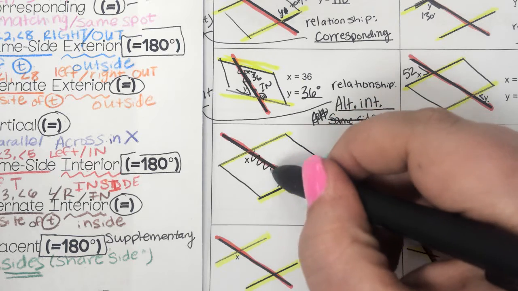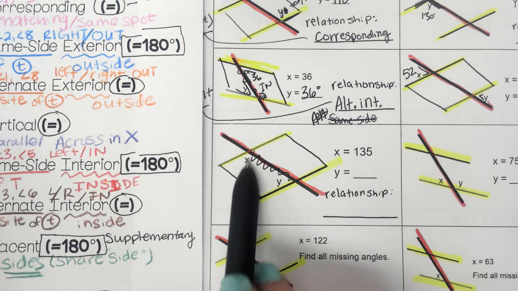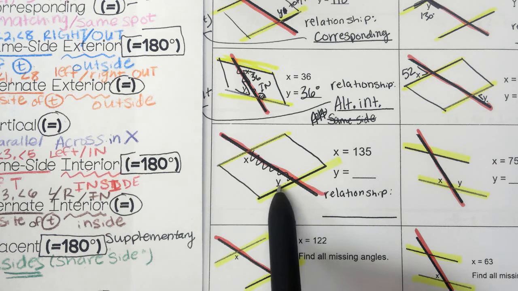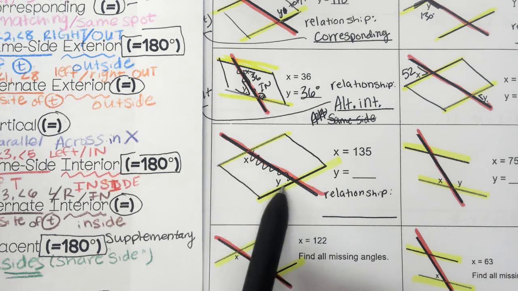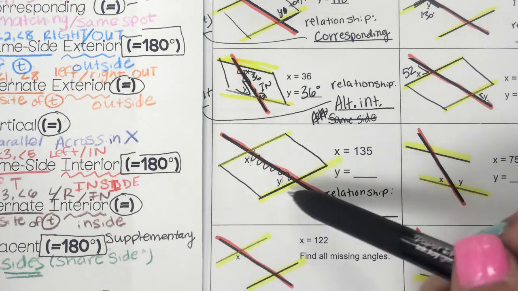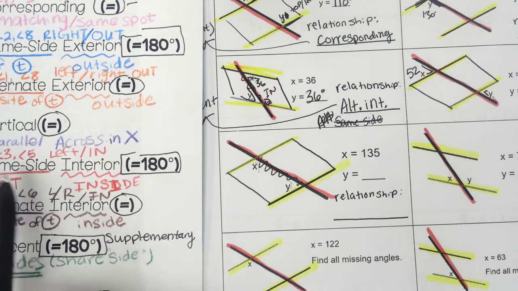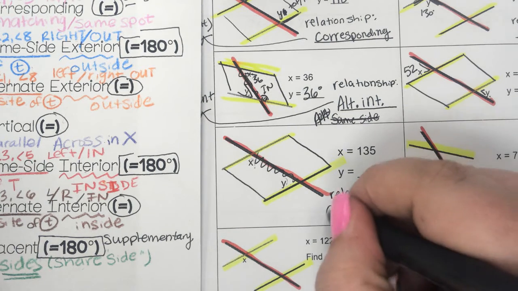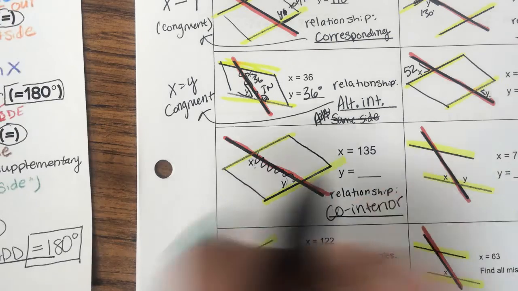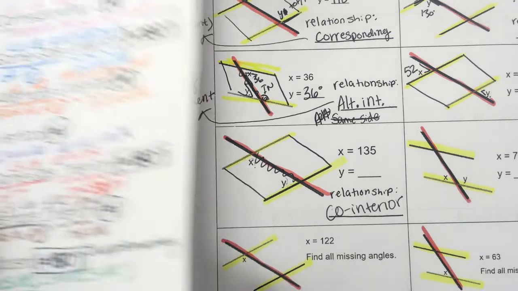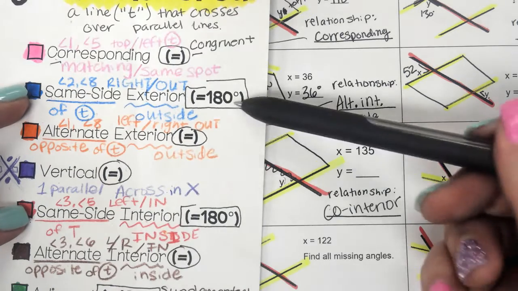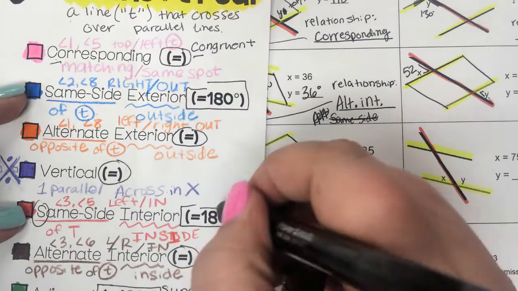This is the transversal. X is underneath that on the left side of it, and y is also underneath it on the left side of it. Since they're both underneath on the left-ish of the red transversal, I know I'm dealing with same side interior angles, or co-interior angles. Now, same side angles, whether interior or exterior, are supplementary. Same side, supplementary.